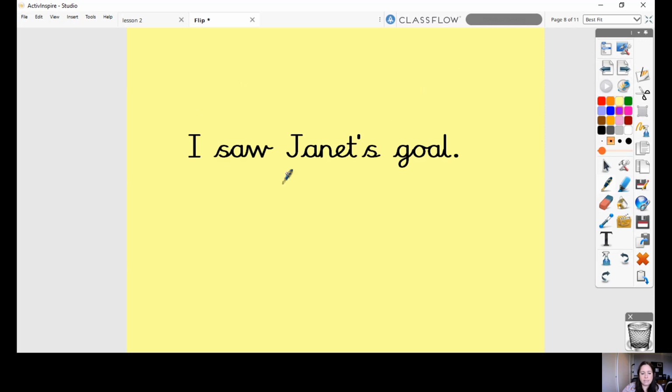Okay, welcome back. So we had the or sound in saw. Give yourself a tick if you remembered how to spell that one from the starter activity. Also, the goal belonged to Janet because she scored it. So we need an apostrophe S here. Give yourself a tick if you got an apostrophe. I hope there's lots of ticks on your page. Well done if you're remembering capital letters, full stops, capital letters for names.